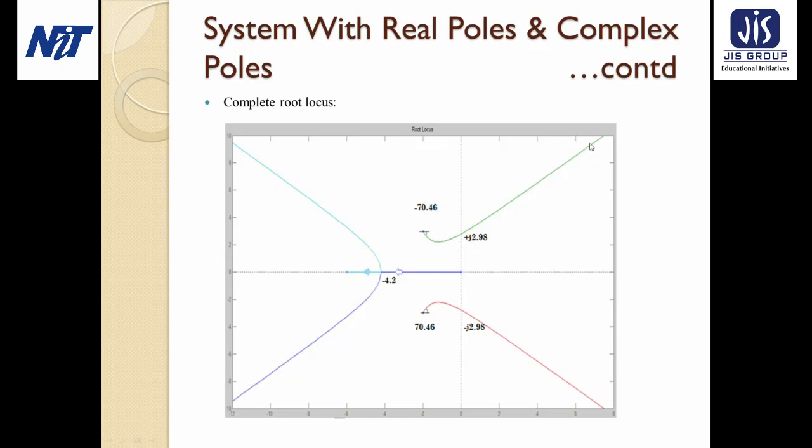So this is the complete root locus. There are 4 branches. One is this light green, another one is this blue, this green and this red. These 4 are the branches which are originating from the open loop pole locations and terminating at infinity by following the asymptotic angles.